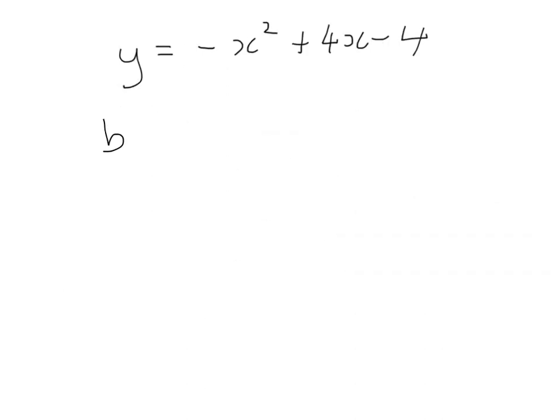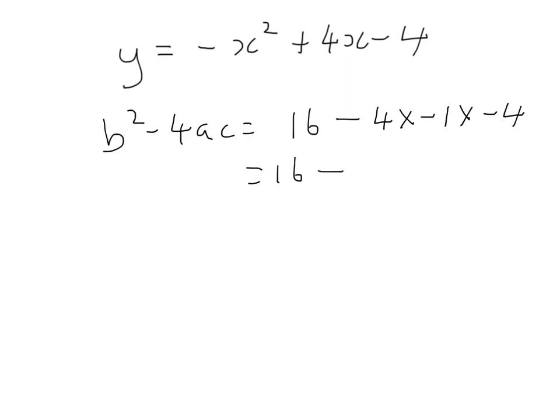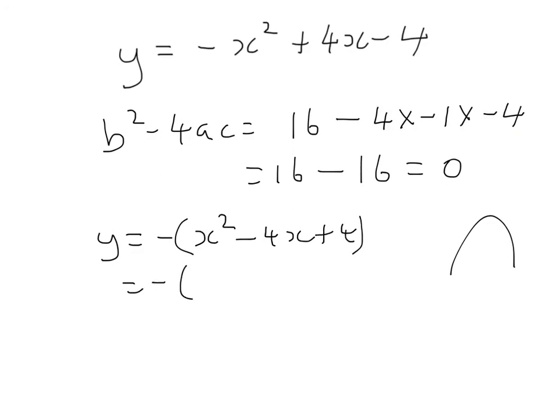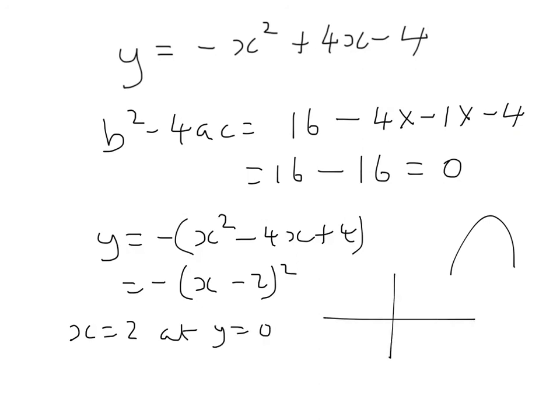And finally, let's look at this one. b squared minus 4ac is 16 minus 4 times minus 1 times minus 4. So that's 16 minus 16, so that's 0. So the graph is this sort of shape. The negative x squared and the negative 4 makes it a little bit tricky. It's probably easier to take out the minus sign. So it's minus (x squared minus 4x plus 4), so that's minus (x minus 2) all squared. So to make y equal 0, x must equal 2. Now because there's only one root, we know that the graph looks a little bit like that. That's meant to have touched at that point there. When x is 0, y is minus 4.